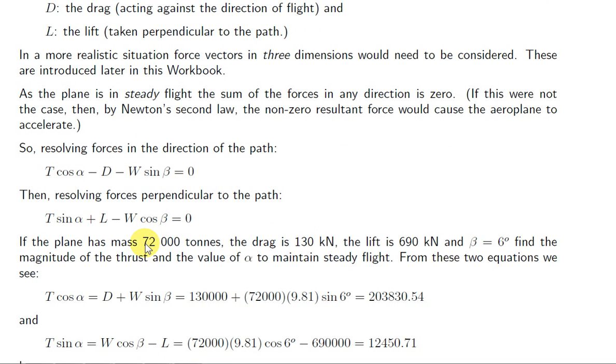So we're given the mass of the plane, 70,000 tons, and from the mass we can get the weight W of the plane. Well, the weight is mass times g, acceleration due to gravity, which is 9.81. We're also given beta here at 6 degrees, so we can plug that in. So we're looking at this first equation now. We are given that the drag is 130 kilonewtons, or 130,000 newtons. So from this information we can find T cos alpha, and we can also find T sine alpha.